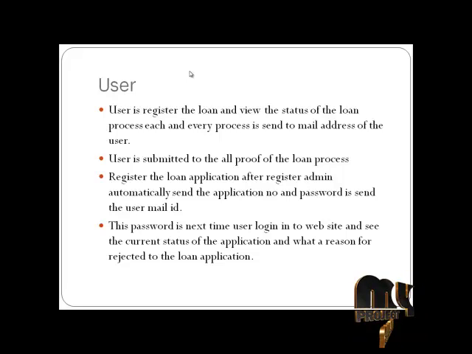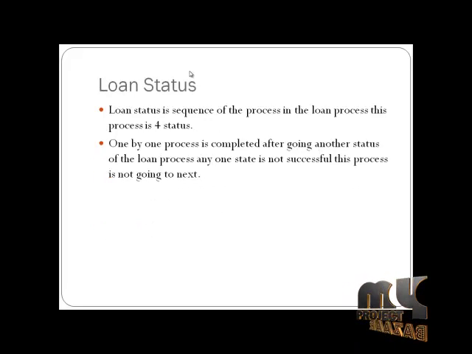Register and loan applications. After registering, the admin automatically sends the application number and password to the user's mail ID. Next time the user logs in to the website and sees the current status of the applications and the reasons for the rejected loan applications. The loan status is a request to the process.